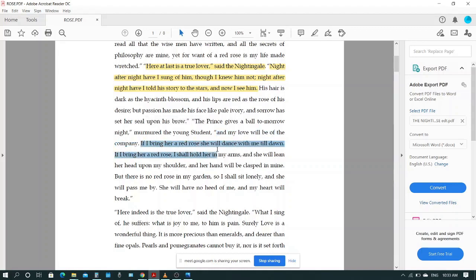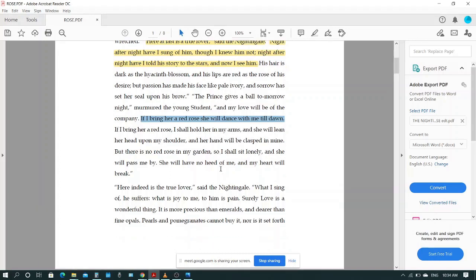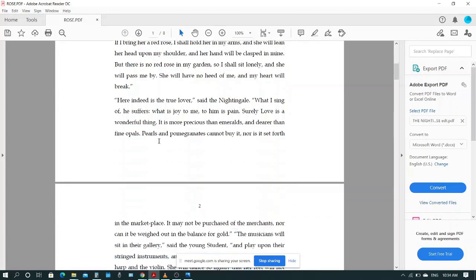If I bring her a red rose, she will dance with me till dawn. Right from the night to the dawn, to the morning, the girl is committed to dance with him if only he can bring a red rose. And further he describes how she would hold his arms, how she would lean her head on his shoulder, etc., etc. Okay, that does not matter much. Then, here indeed is a true lover, again said by the Nightingale.